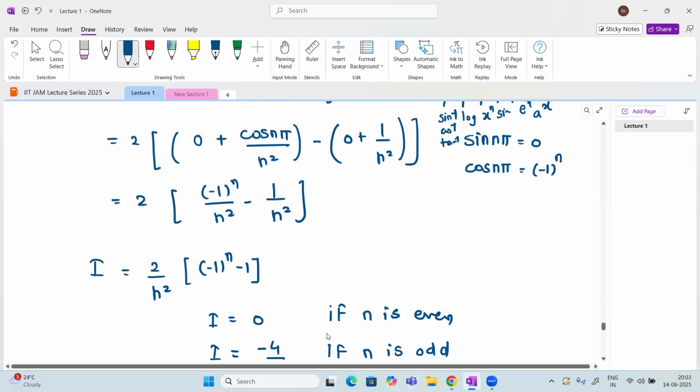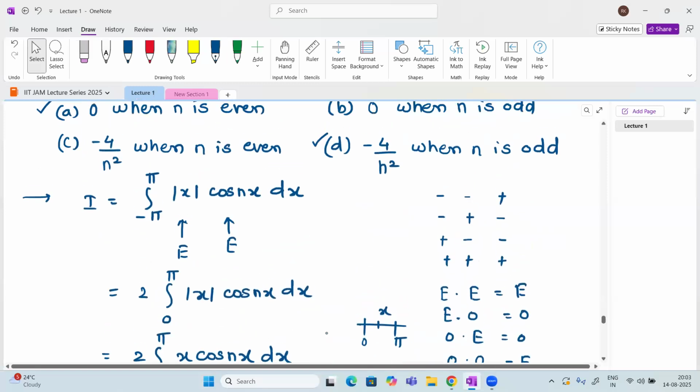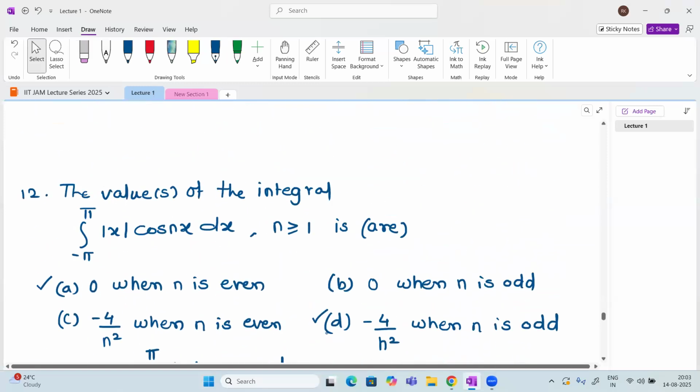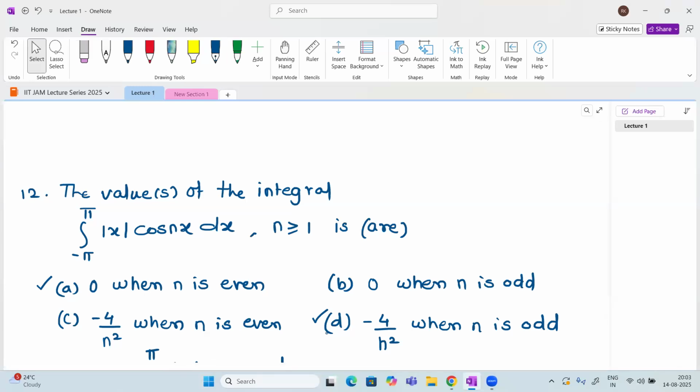So the final answer is, actually, we got two correct options here: 0 when n is even and -4 by n square when n is odd. Is it clear?